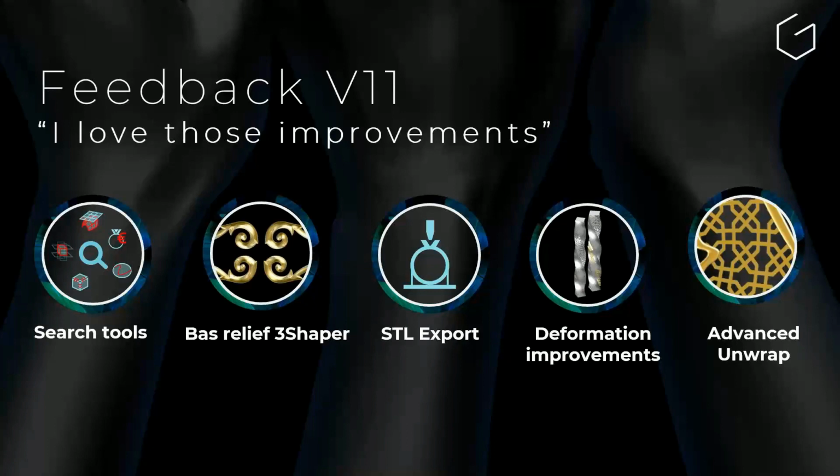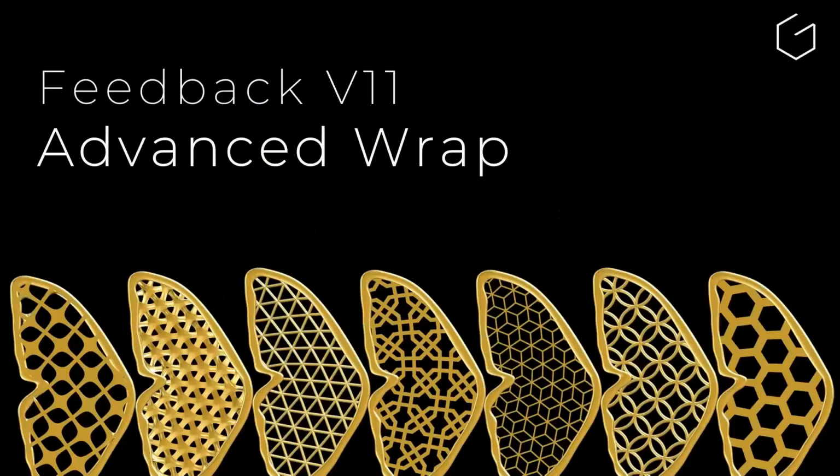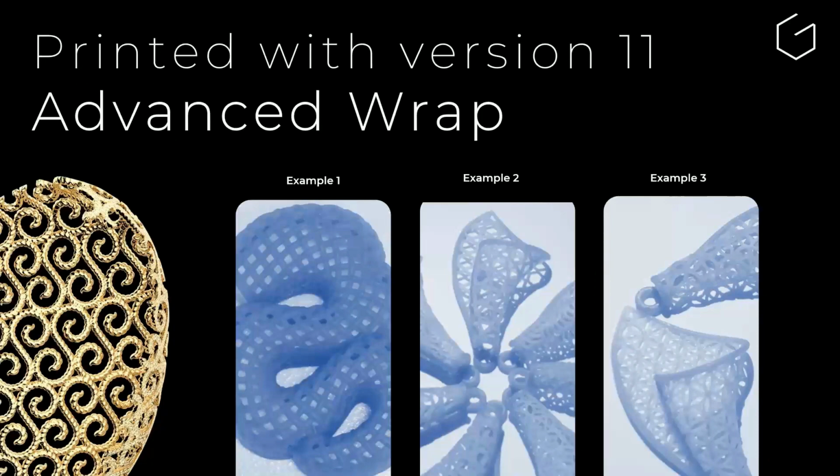You don't have to think and navigate in the software anymore. The bas relief in 3Shaper is a really great function because you can create nice 3D objects from 2D sketches, with everything you created in the sketch. STL export, as I said, and deformation improvements, which are better and faster. And at the end, the advanced unwrap and wrap, which are the new deformation tools, crazy tools. You can do really nice things really easily through the patterns. That's really something I like to use when I'm using 3DESIGN V11 now. These are just examples that we received from one of our users.